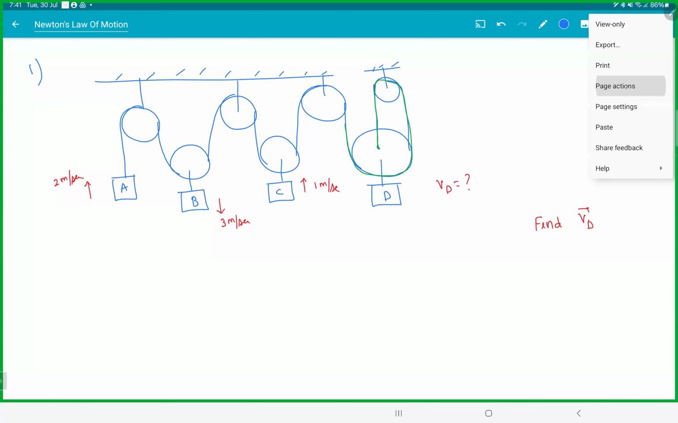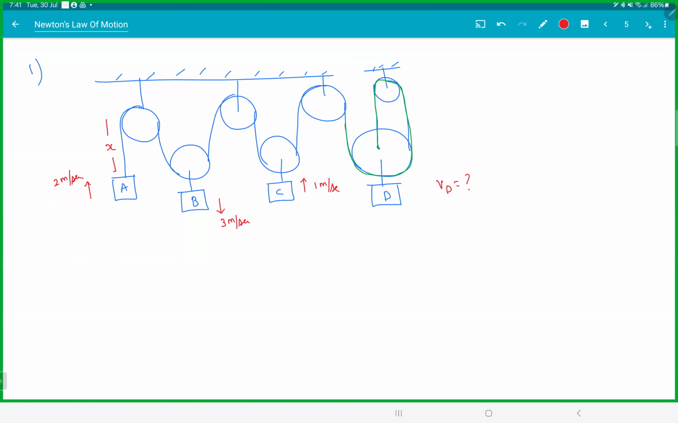Let me show you. Let this be X. When A goes up and down, only the left side will change. When B goes up and down, two strings will change. When C goes up and down, two strings will change. I'll call it Z. When D goes up and down, I'll call it W, W, and W. Three W's will change. Do you agree?